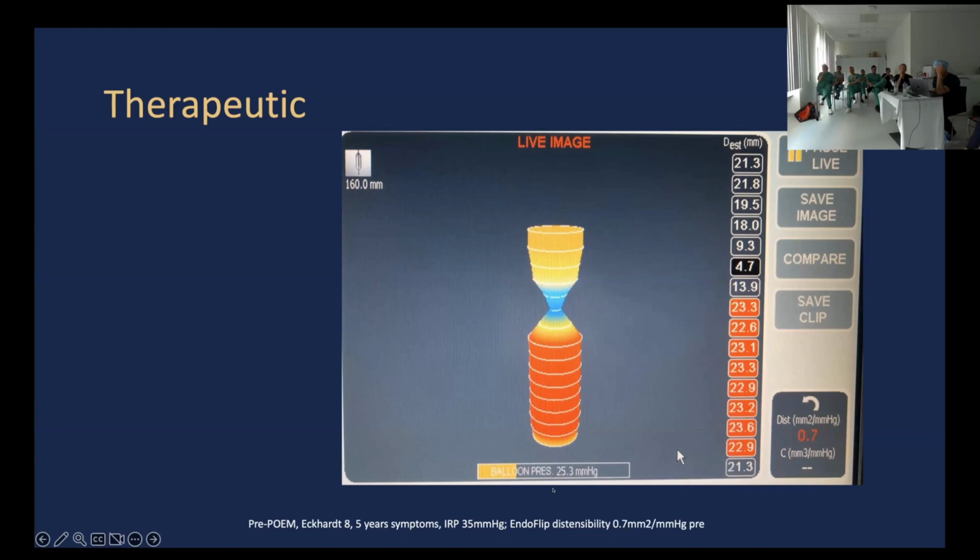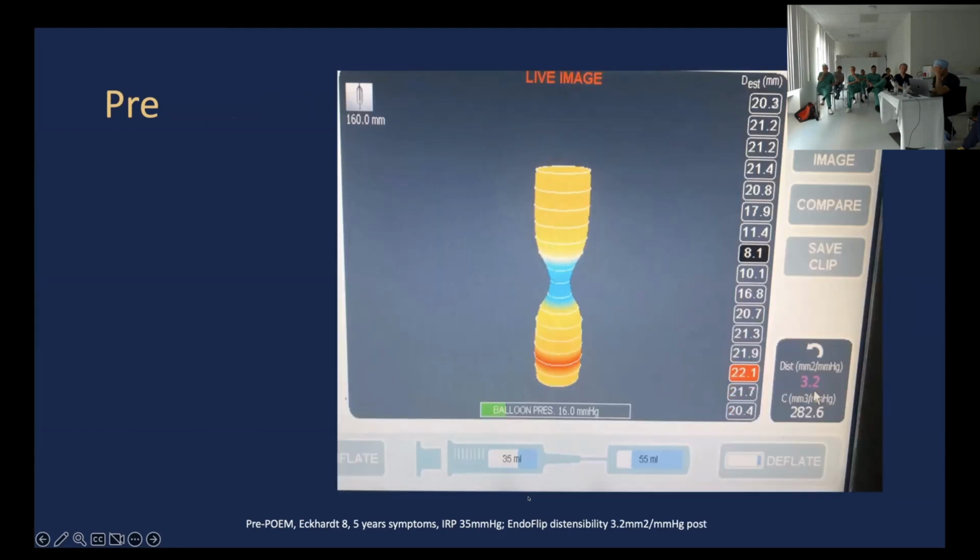So this number, I mean, who cares? You're not doing endoflip, but that just means that you can rely on the result. Then after, we have a distensibility of 3.2. So this was done pre-POEM and then after the POEM. You can see the diameter, which was previously 4.7, is now 8.1, and the distensibility is up at 3.2.